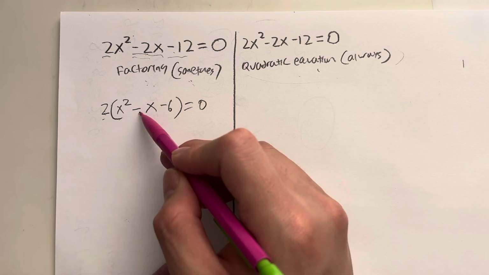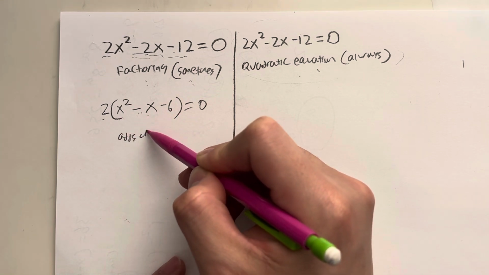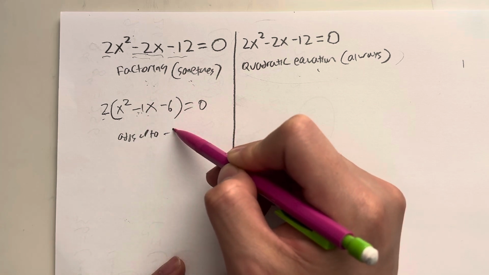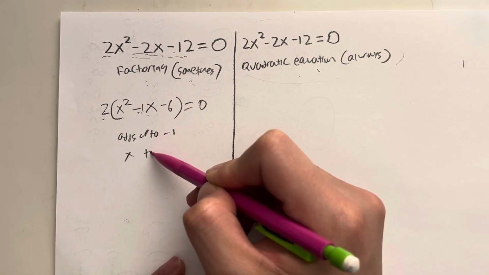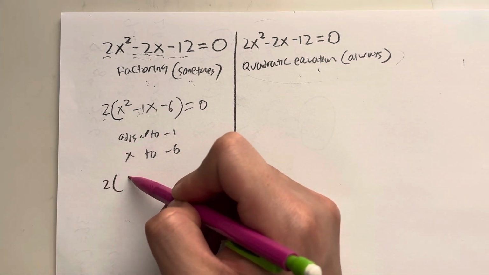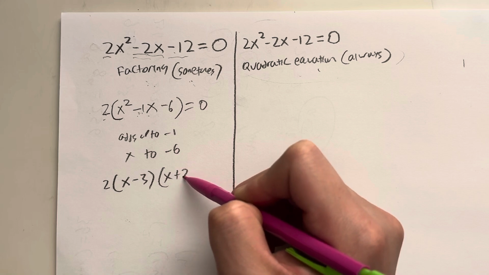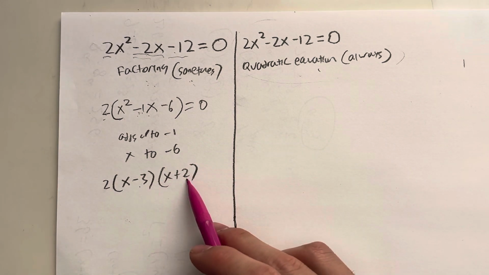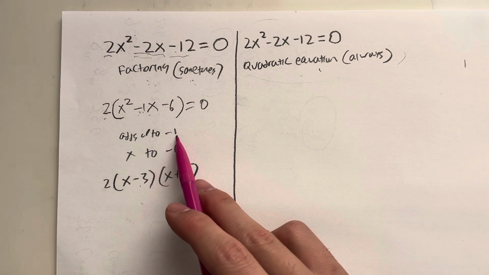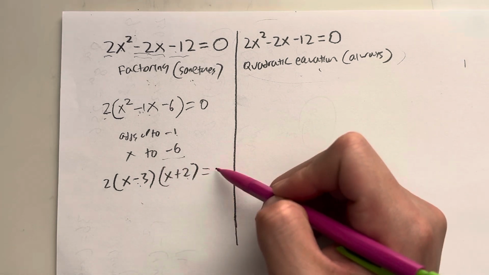Then I have to try to factor out this part. Basically, the idea is that I have to figure out what numbers add up to -1 and multiply to -6. So what are my combinations? That becomes x minus 3 and x plus 2, because -3 plus 2 adds up to -1, and -3 times 2 multiplies to -6. That's all equal to 0.